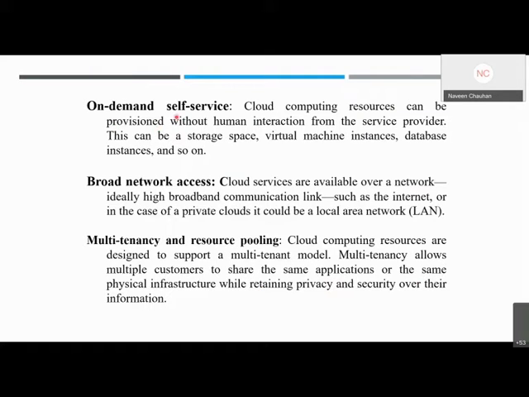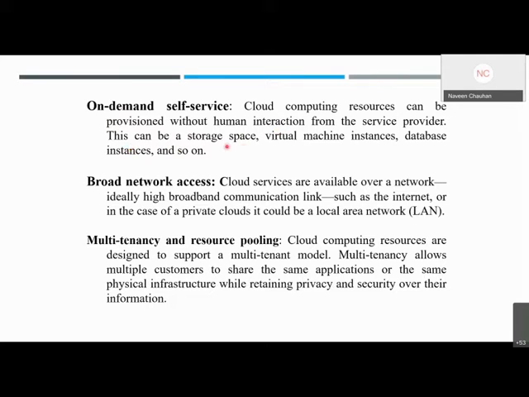That is, on demand self service is one of them. Why are we calling it on demand self service? Basically, cloud computing resources can be provisioned without human interaction from the service provider. So what we want is the least human intervention in between, in order to get the services which are being provided with the help of cloud computing.